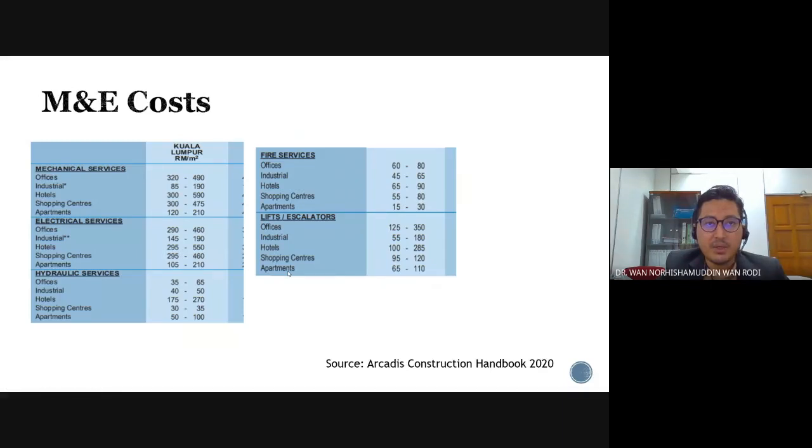Okay, the next one would be on M&E, mechanical and electrical costs. So we can simply take the cost for mechanical services, electrical services, hydraulic services, fire services, lift and escalators, and put it inside our residual calculation. So it is mostly a projected cost because our project has not yet been completed. So all the costs that are taken are considered as projected costs, as close as they can get for our project.